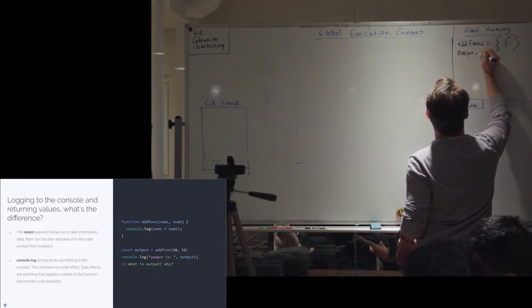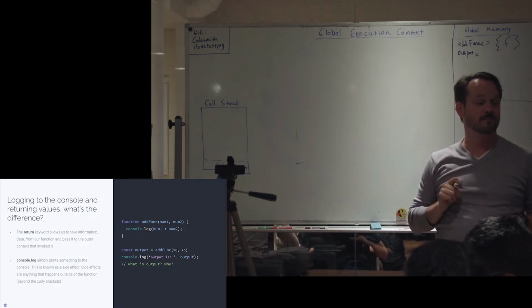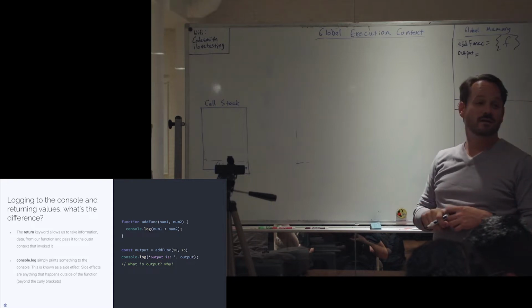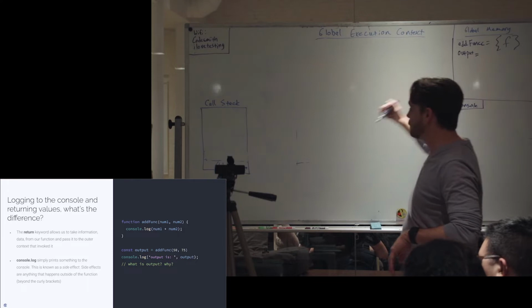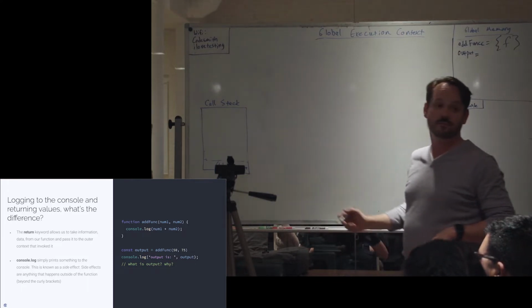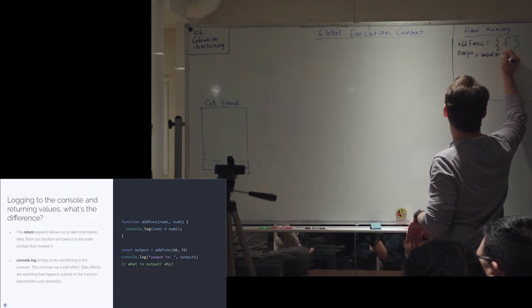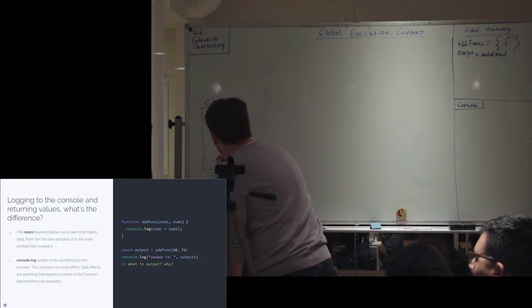So output, and what are we setting that equal to? The add function using 50 and 75. Okay. So we're going to have to open up an execution context to do that, but what am I setting output equal to in the meantime? Undefined, exactly. And that undefined is just a placeholder, while I go over here and put add function on my call stack.